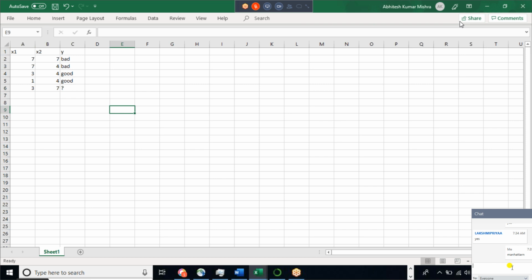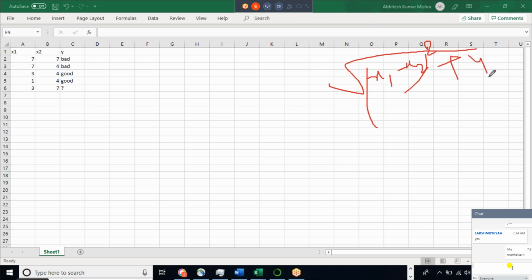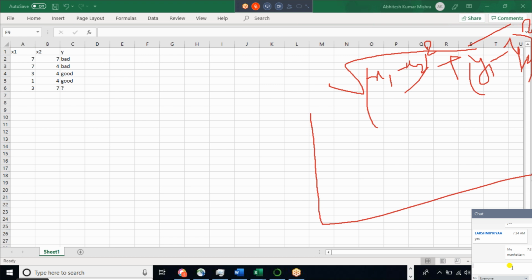So let's calculate the Euclidean distance. The Euclidean distance formula is: square root of (x1 minus x2) whole square plus (y1 minus y2) whole square. Let's suppose this is the x-axis and this is the y-axis. In this x-axis and y-axis, we have some points.